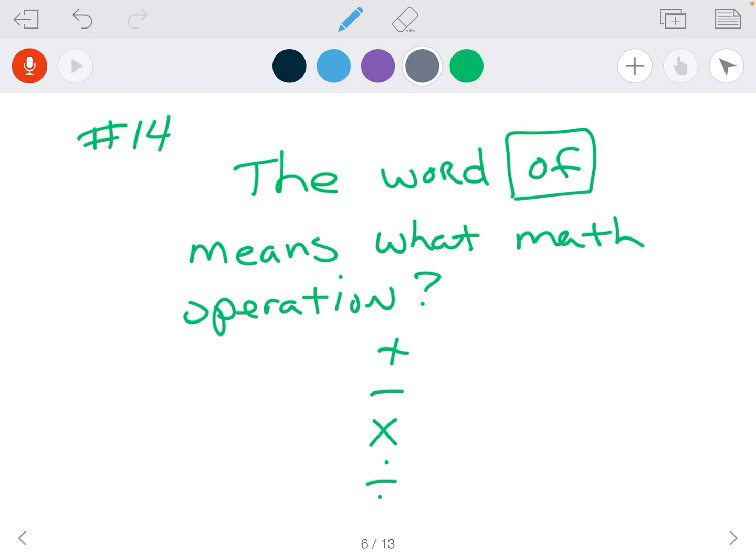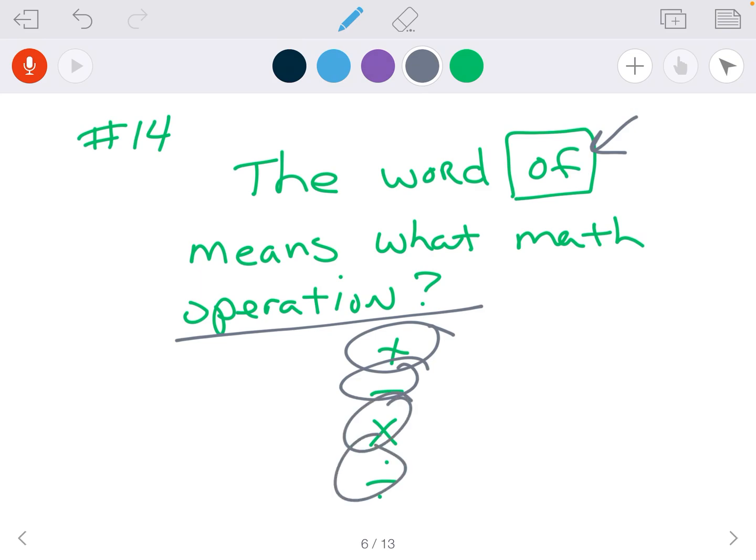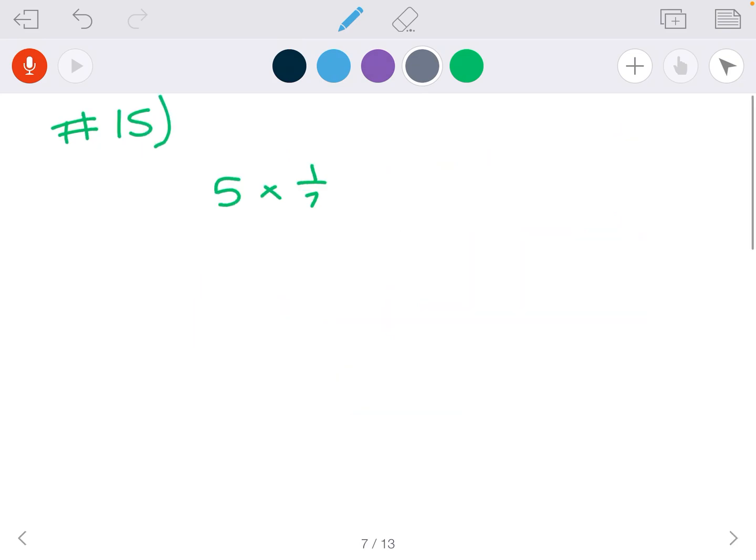All right, number 14, here's your hint. The word of means what in math operations? Does of mean add, subtract, multiply, or divide? So if you don't know, look that up before you take your test.